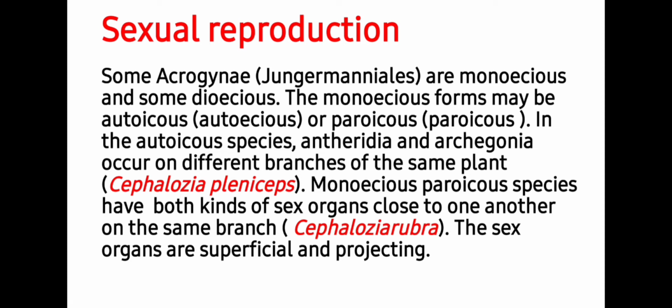Next is sexual reproduction. Some acrogynous jungermanniales are monoecious and some are dioecious. The monoecious form may be autoecious or paroecious. In the autoecious species, antheridia and archegonia occur on different branches of the same plant, and the example is Cephalozia. While in monoecious paroecious species, both kinds of sex organs close to one another are present on the same branch, and the example is Cephaloziella.